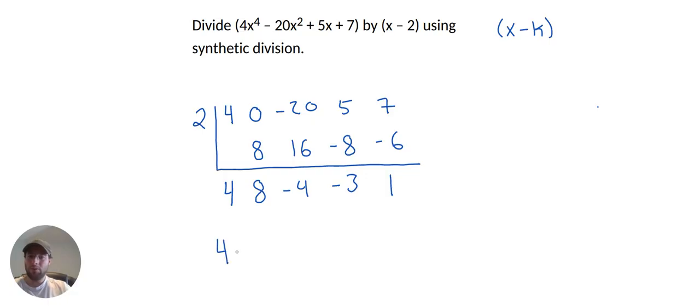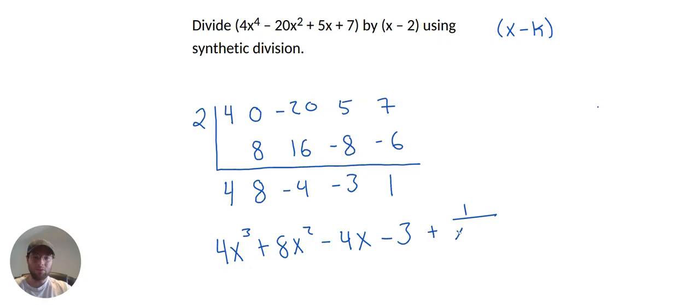So we'll begin here. We go 4x to the third plus 8x squared minus 4x minus 3. And then this last term here, this last coefficient, is actually going to be our remainder for our new polynomial. And so in this case we have a 1, so that's going to be plus 1 over, and then we're going to write it over our divisor. And our divisor is right here, the x minus 2. And that right there will be our final answer.